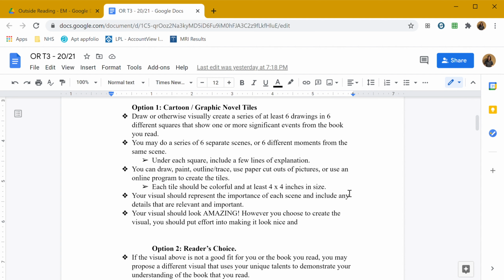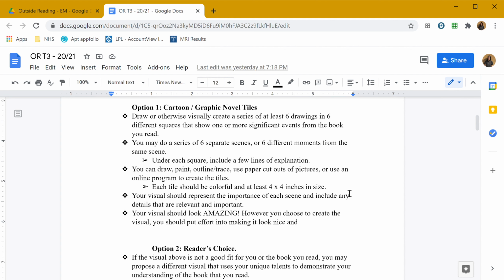Also you want your visual to represent the most important pieces of your book, and with that you want to represent the importance of each scene by including any details that are relevant and important to the scene. So if there's an object that's really important to the scene, but it's between 2 people talking, you'd want to include that object in the background somehow. Or maybe a setting that's really important, you could include the background of the setting, some iconic image of it.